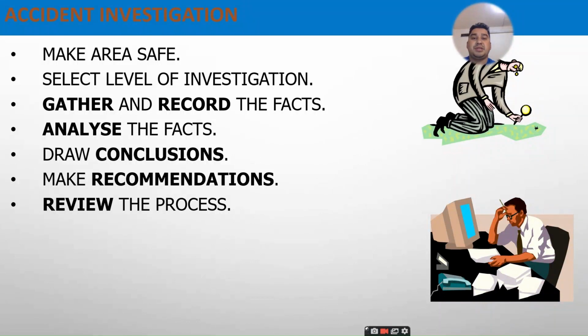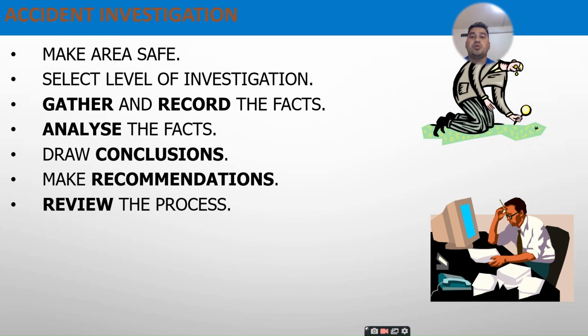You have to select the level of investigation, what level of investigation you want to do. After that, you have to gather and record the facts. You have to interview the staff. You have to take pictures of the accident areas. You have to check if any equipment is involved. You can take the maintenance records and certain other records. After that, you have to analyze these records and the findings that you gathered during the investigation.